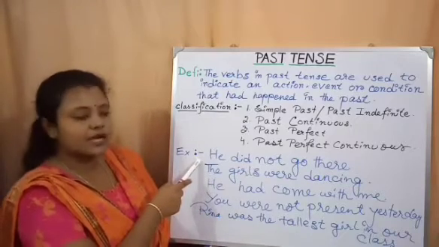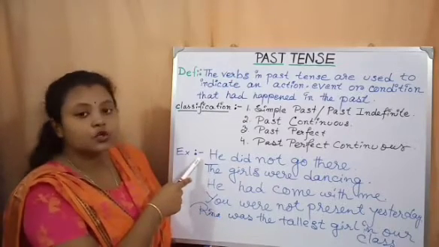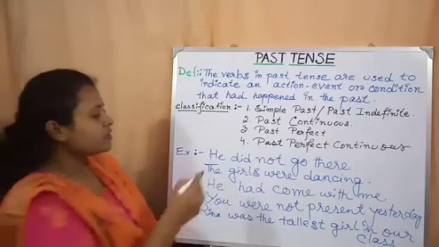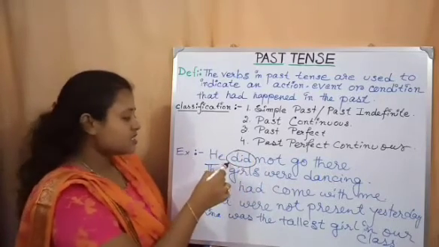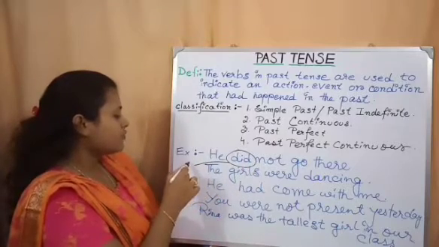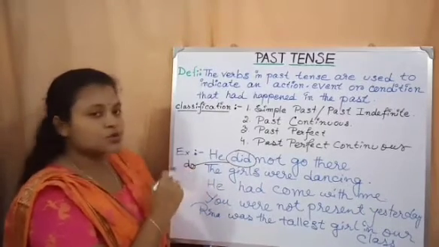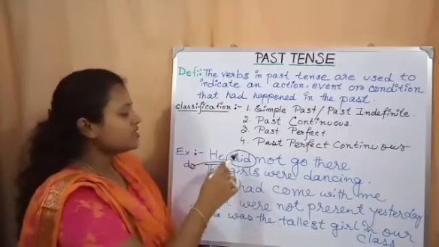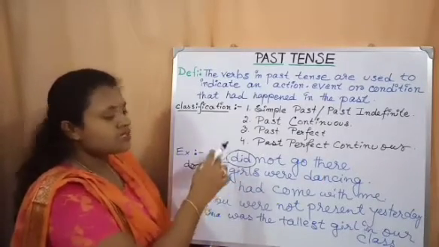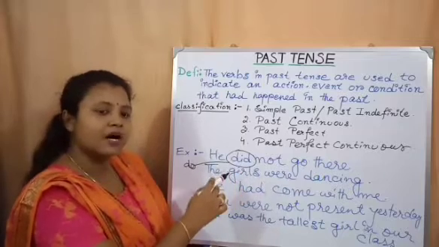Look at the first example. He did not go there. Look at the verb over here. Did. Did is the past tense of the verb do. Do is the present tense. Did is the past tense. So in this sentence, the sentence is written in past tense.